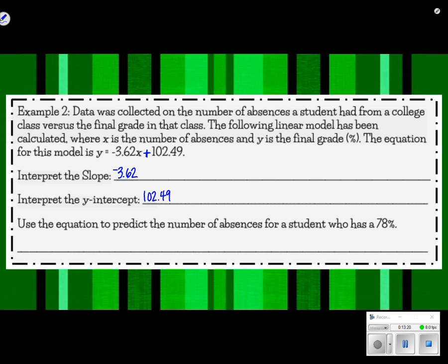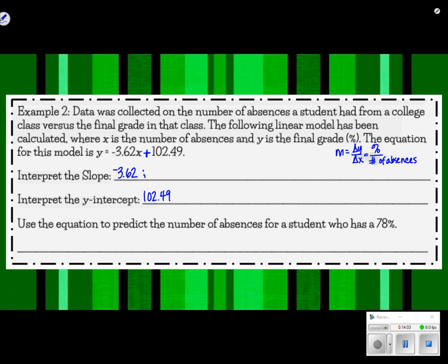Okay, so with our slope, we're looking at change in y over change in x. Change in y is the final grade percent, so we're looking at our grade percent divided by x, the number of absences. And it's going to be negative because as the grade percentage goes up, our number of absences should be lower. And if our grade percentage goes down, that's probably because our absences are higher. And so they have that inverse effect. They have kind of opposite things going on. So we are going to know that that is a negative slope.